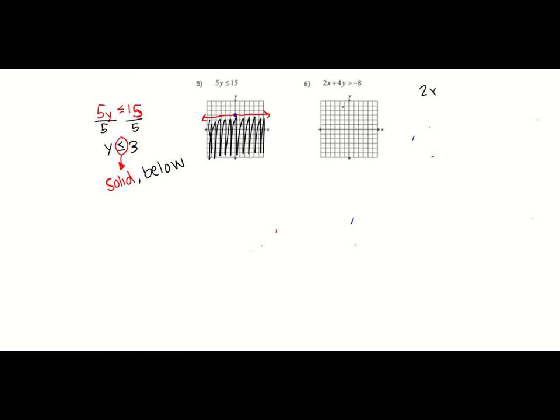Okay, last question. 2x plus 4y is greater than negative 8. I need y by itself. So to get y by itself, I'm going to start with everything furthest from y. I'm going to move my positive 2x by taking away 2x from both sides. When I take away 2x from this side, all I'm left with is 4y. When I take away 2x from this side, I have negative 2x minus 8. Then to get rid of my 4 times y, I'm going to divide by 4.